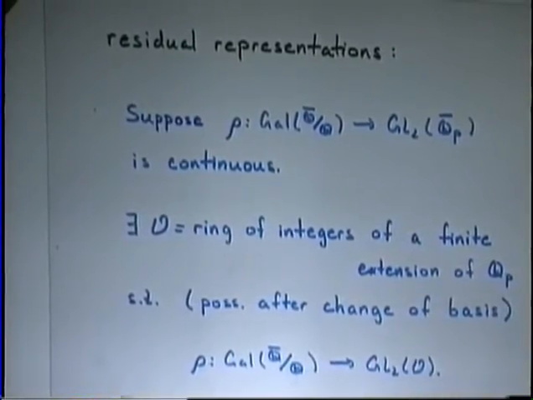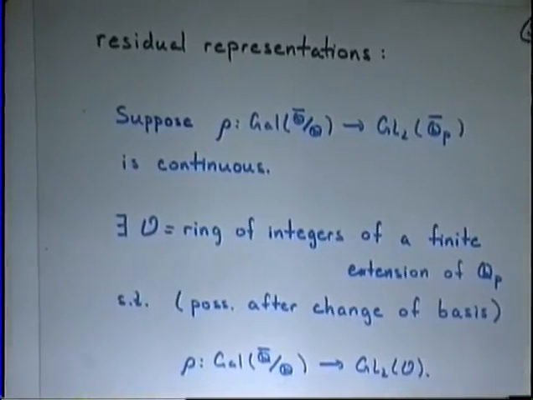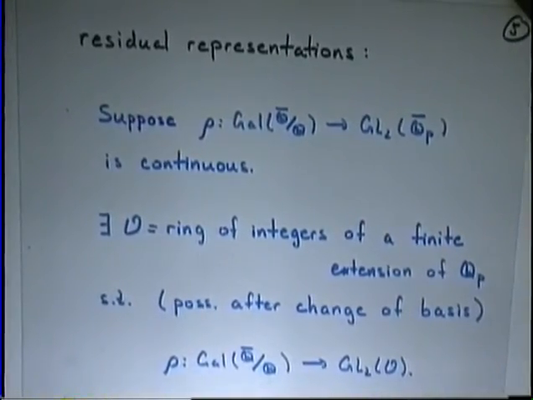So we start off with some continuous representation of the absolute Galois group of Q. And then it turns out one can show that, while we're talking about it as taking values in GL2 of Q_p-bar, which is something very big, really there exists the ring of integers of some finite extension of Q_p such that after possibly changing our basis, we can realize it as taking values in GL2 of this ring of integers.